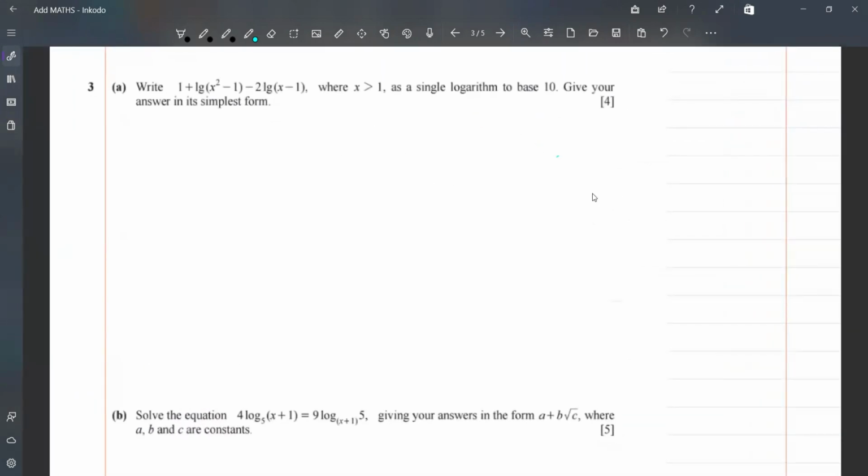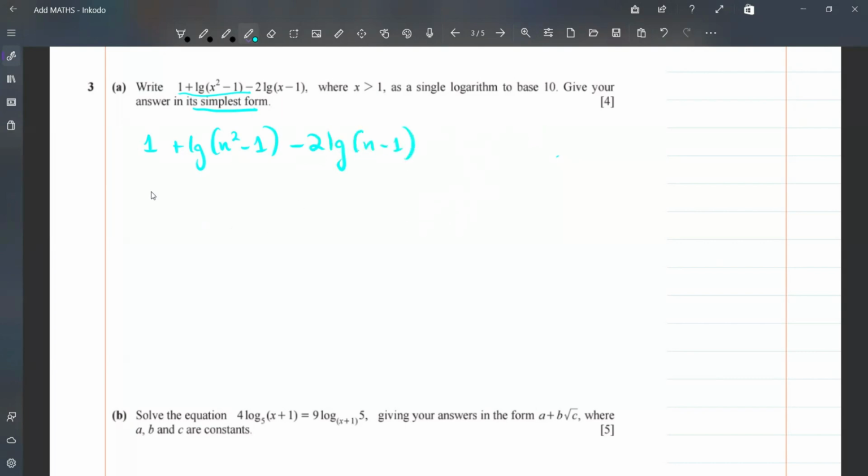Okay, so the question says, write 1 plus lg(x² − 1) − 2 lg(x − 1), where x is greater than 1, as a single logarithm to base 10. Give your answer in its simplest form. We just have to give the answer in its simplest form. So let's start. We can write this as 1 plus lg(x² − 1) − 2 lg(x − 1).